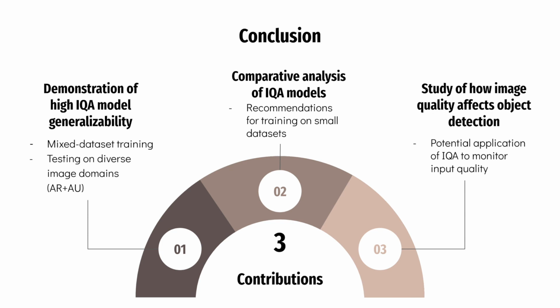In conclusion, we implemented several IQA models and showed that they can perform well on AR datasets and AU datasets at the same time. We also showed that the model can generalize to new domains of images not seen before. This contrasts with most of the existing literature, where only a single dataset is used for testing. Next, we make recommendations for IQA training, with weakly supervised learning and regularization. Lastly, we are one of the first studies that use IQA to analyze the effect of quality on object detection. These findings are relevant when designing object detection systems.